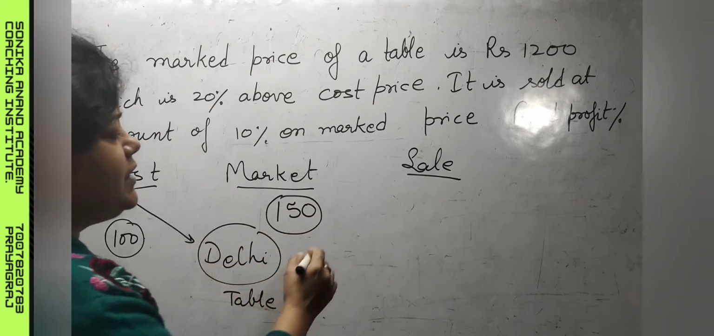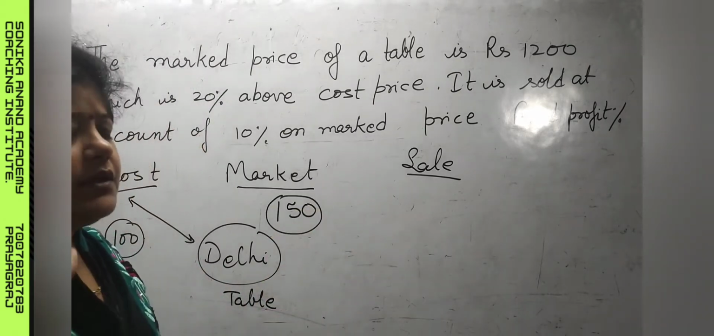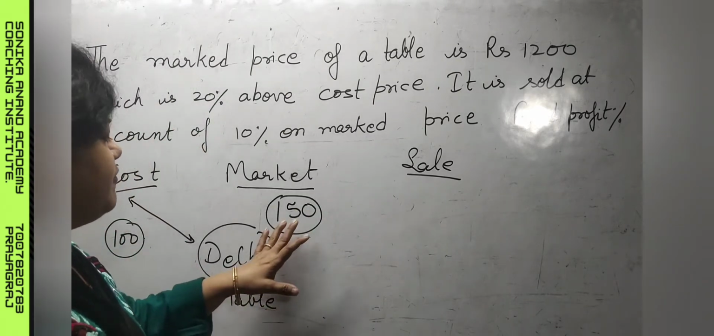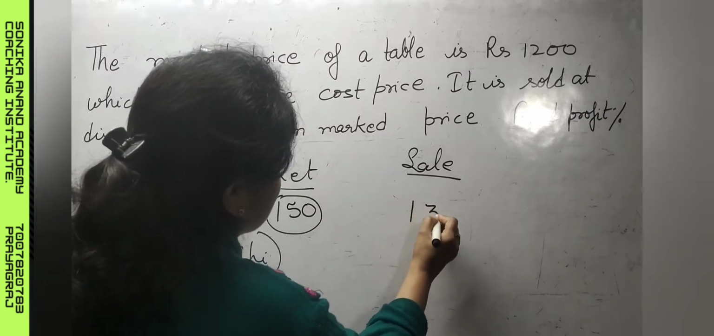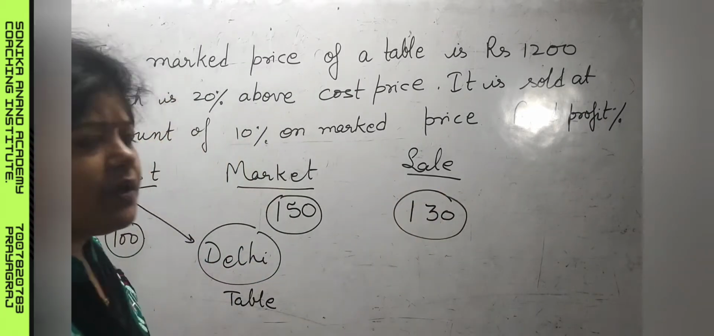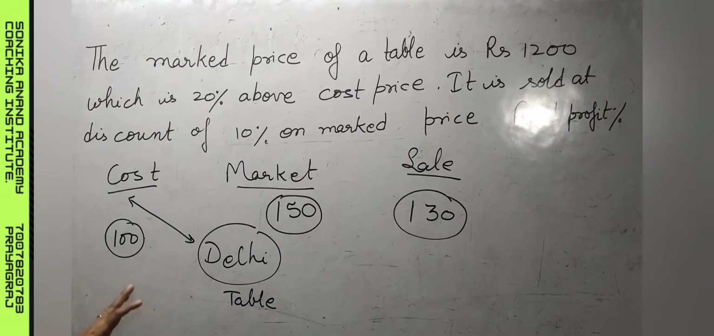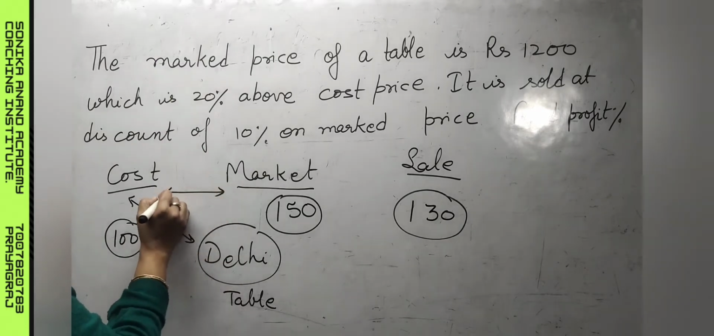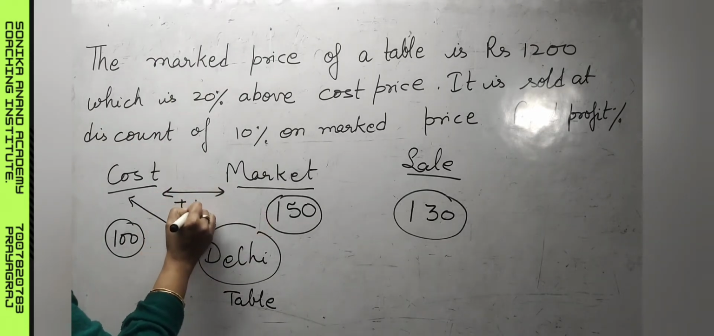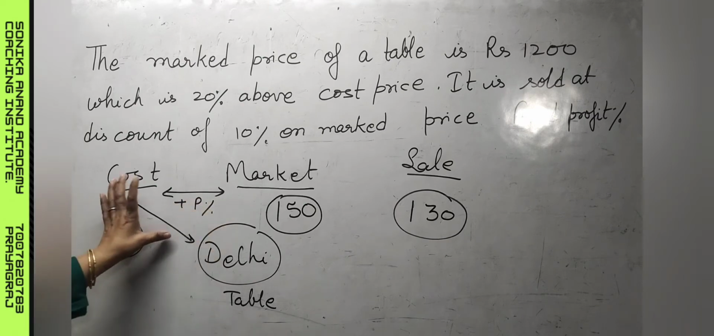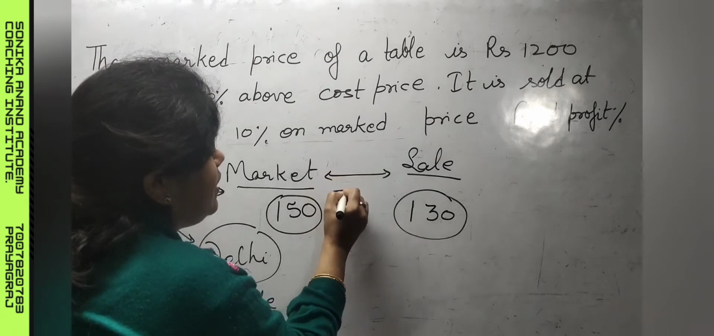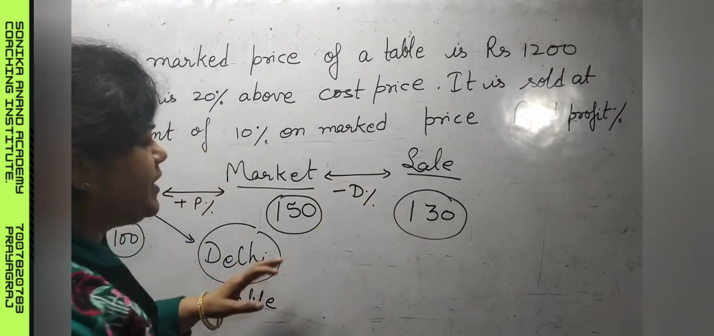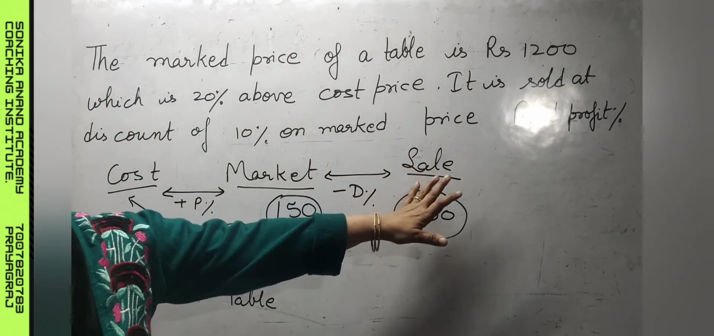But when he sold this table, a customer came who wanted some discount, and after that he sold this table, for example, for rupees 130. So ultimately you can see that there is a raise of profit percent between the cost price and the market price, and there is a discount of some rupees between the market price and sale price.